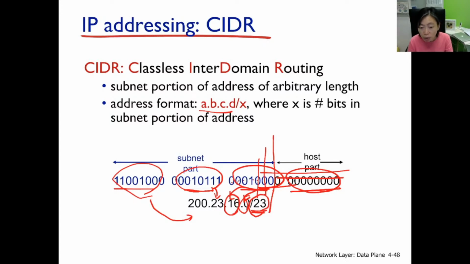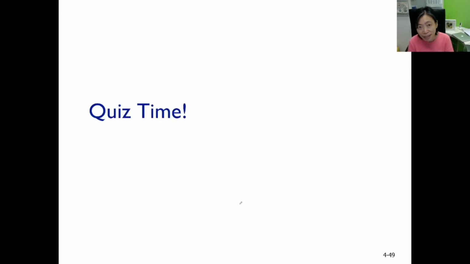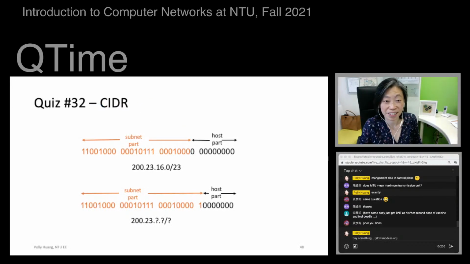It could happen that the subnet part is also 0, then you have 0. Otherwise, you're just resetting only the host part to 0 in order to write the A.B.C.D out. And that takes us to an exercise. So that would be quiz 32.